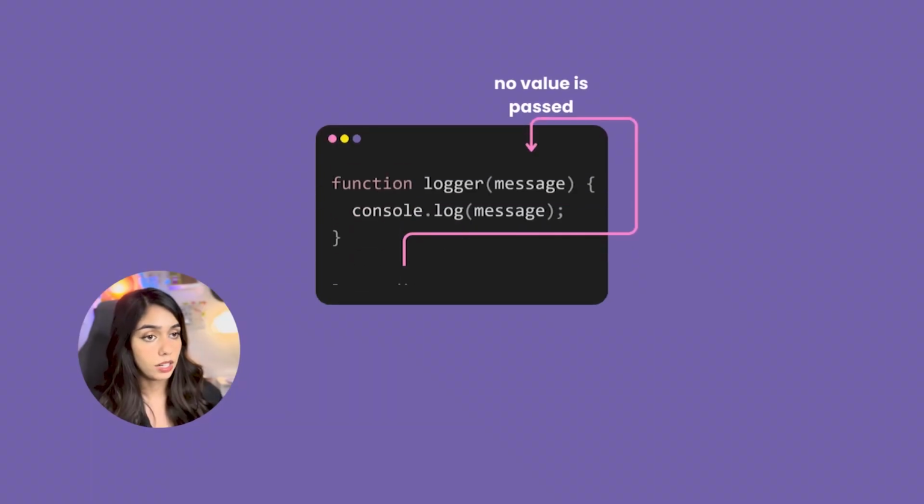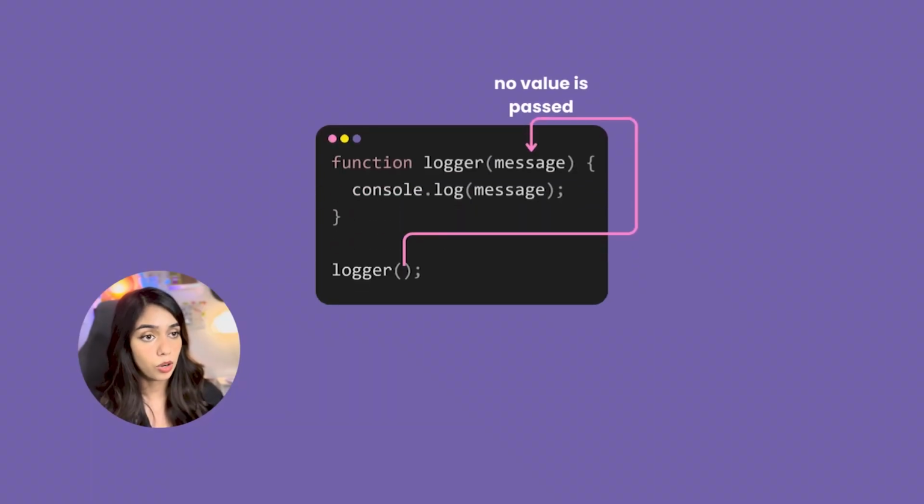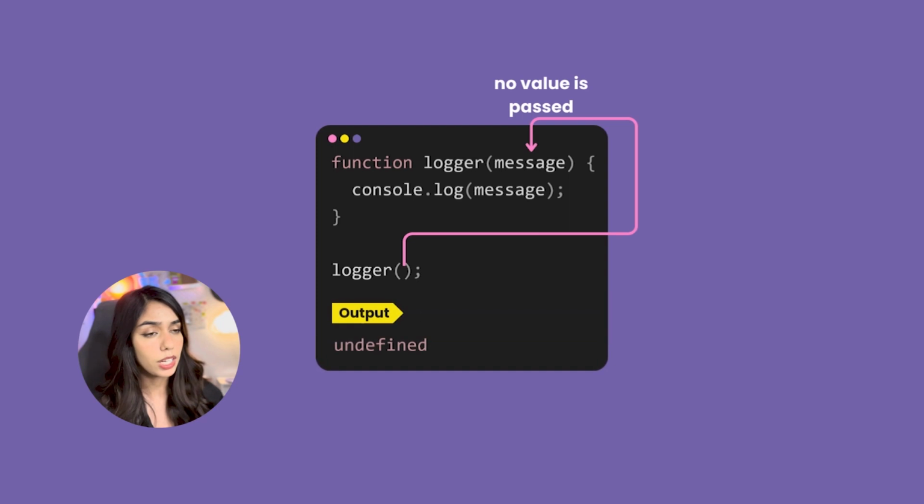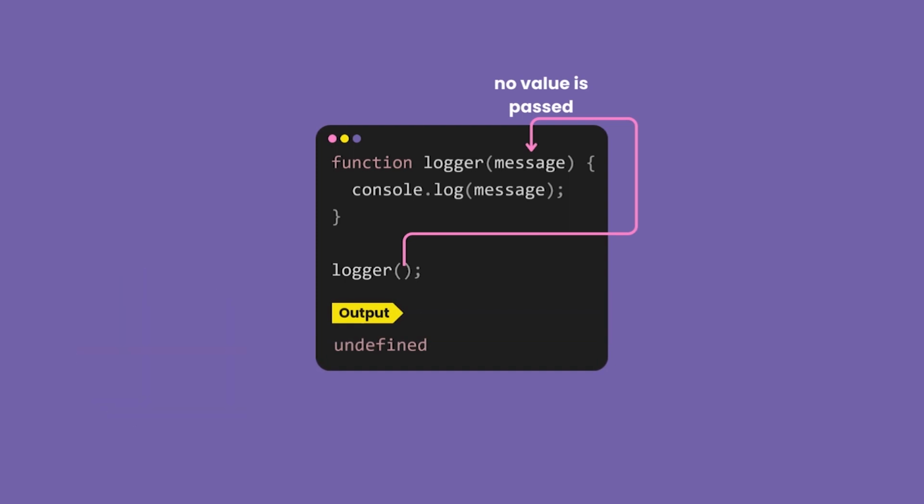Let's take a look at another example. We have a function called logger that accepts one parameter called message, and it prints the value of message inside of it. If you call this logger function without any arguments, then the value printed from this function will be undefined. Again, this is because you did not pass any value to logger, so the default value of message inside of the function becomes undefined.